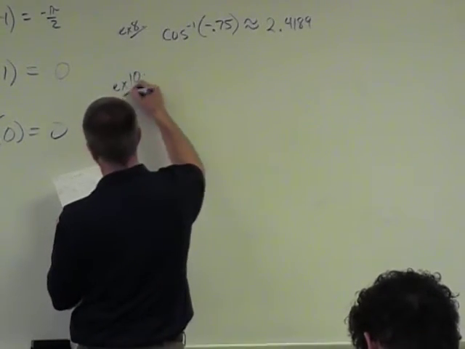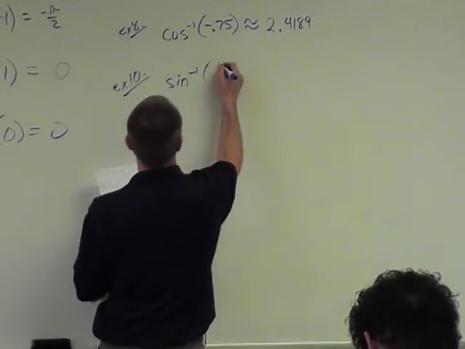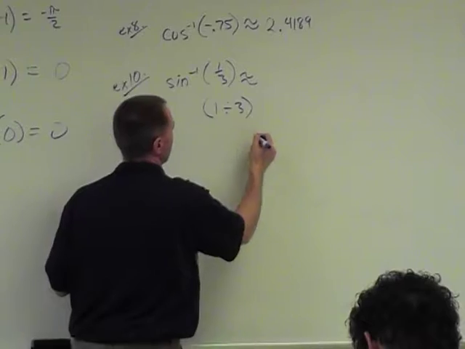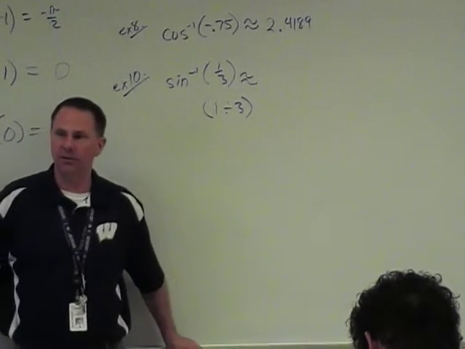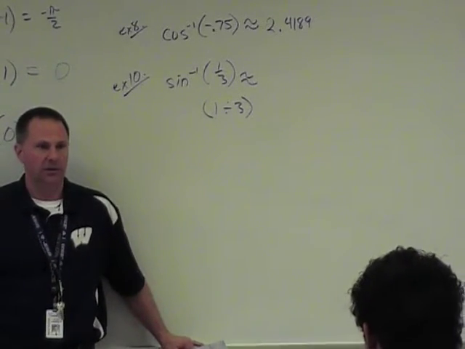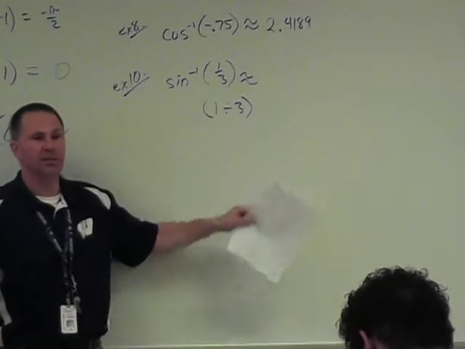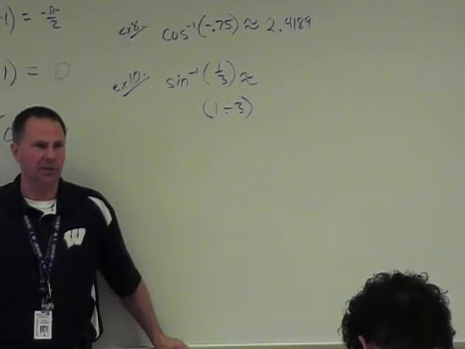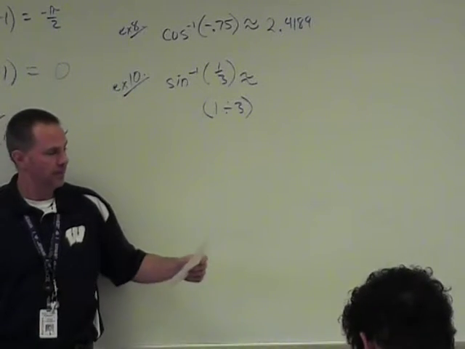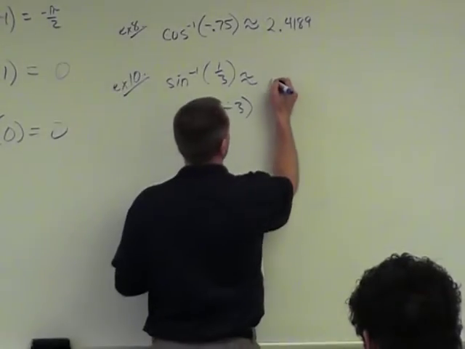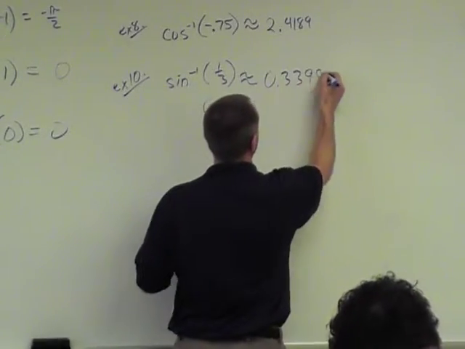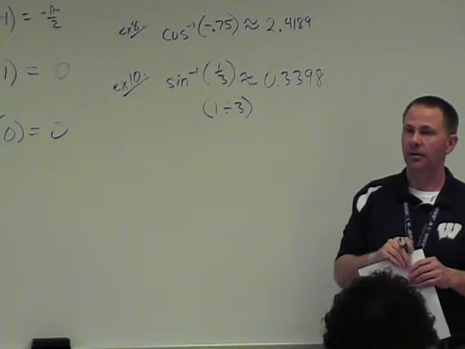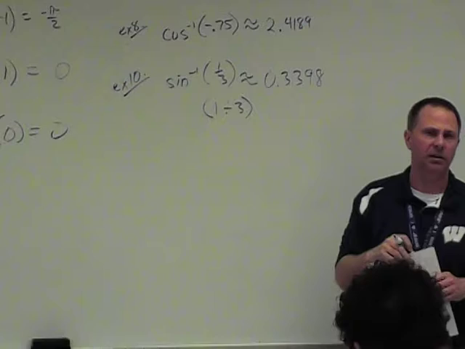Example 10. The arc sine of 1/3. Now, you should put it in the calculator like this. I don't want you to put 0.3 because then you just rounded it. Make sure you put the fraction in parentheses. These are the baby steps to the application. 0.3398. Yep, good. Anybody not get either one of these two and need some help? So this is just teaching you how to use your calculator.